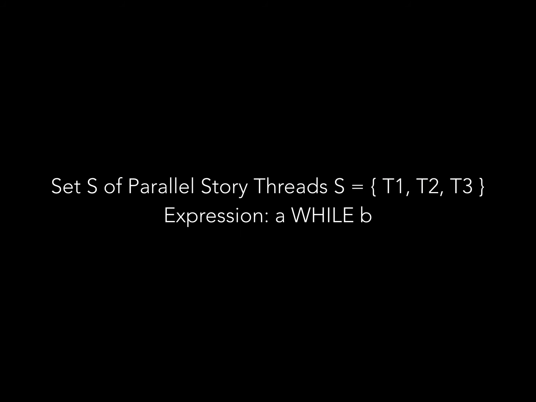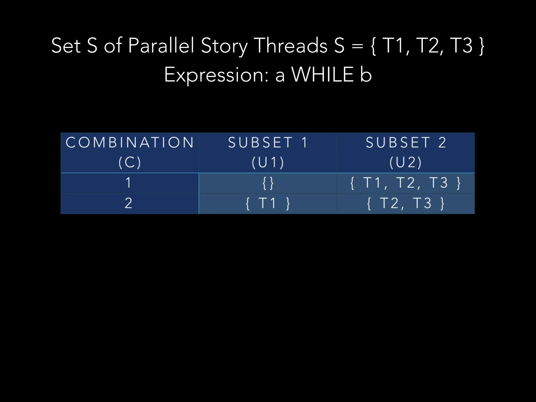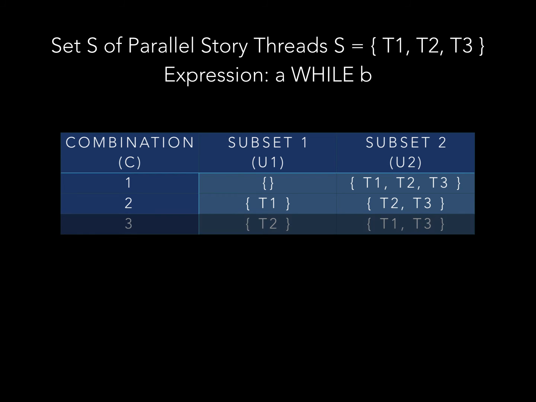More formally stated, we may say that given a set of parallel story threads, S equals T1, T2, and T3, the evaluation of the expression A while B requires splitting S into all possible combinations of 2 subsets and then applying A and B to each combination. For example, here we see that for the combination C equals 1, U1 is the empty set and U2 is T1, T2, T3. For C equals 2, U1 is T1 and U2 is T2, T3, and so forth.